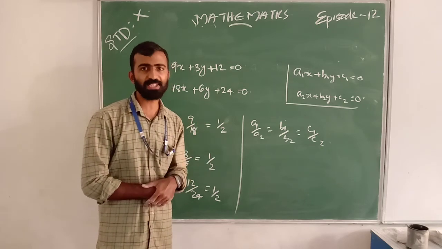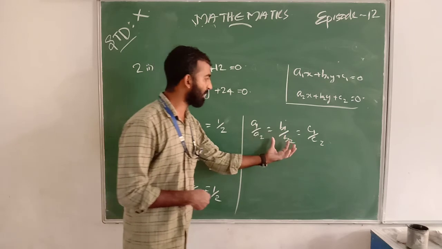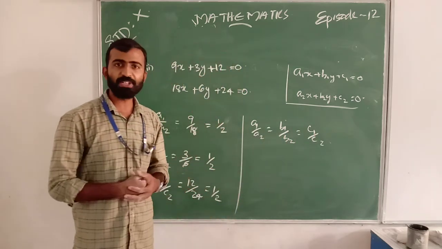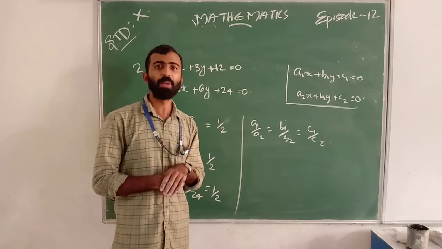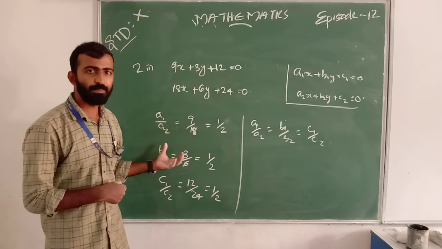In previous classes we already studied that when we get a1 by a2 equal to b1 by b2 equal to c1 by c2, then the graph is coincident and it has many solutions. Any doubt from here?